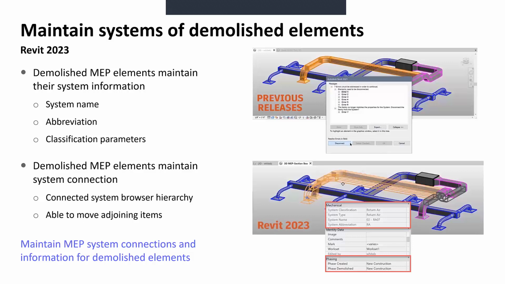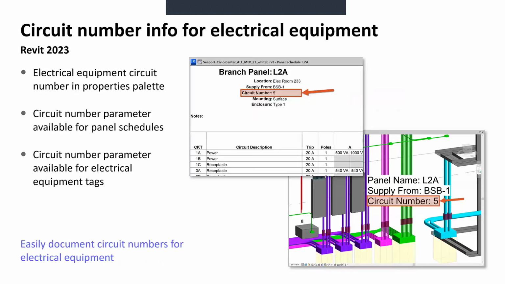Now, everything is maintained: the system name, the abbreviation, your classification parameters. Everything's connected. When you move it, everything moves together, right? Where everything was independent previously. To me, that's a huge improvement for MEP, and probably my sole reason to upgrade and start using 2023. Now I have a couple electrical specific ones that I want to talk about.